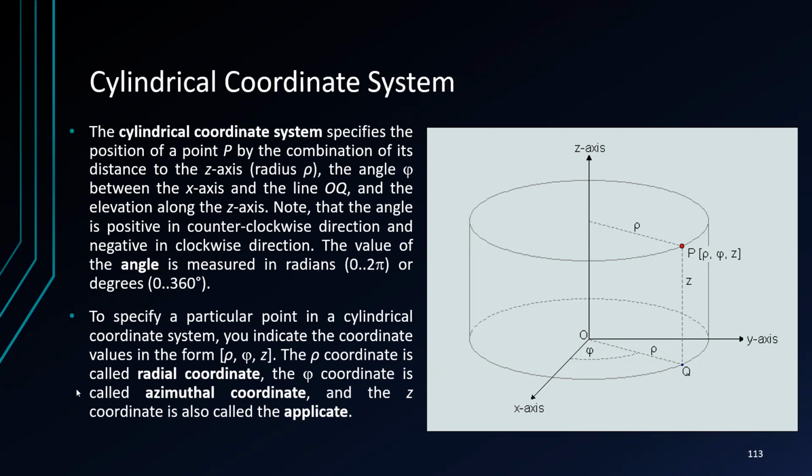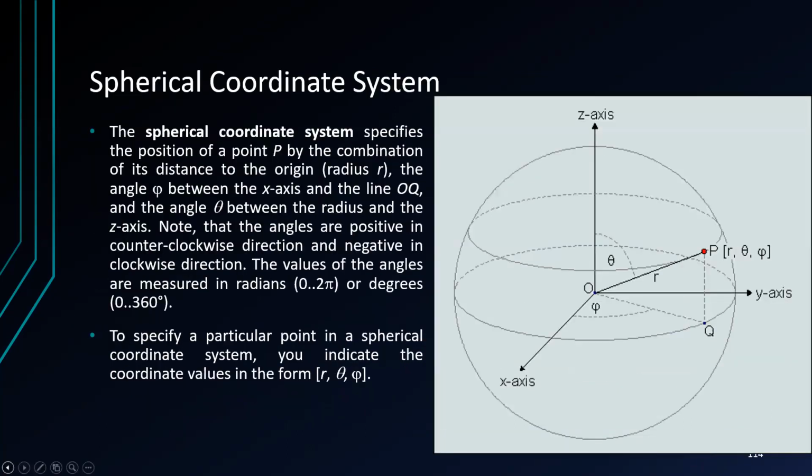Okay. Hindi ka nakakaabot sa ano, di ba? Mga ganito. So, spherical coordinate system. The spherical coordinate system specifies the position of a point P by the combination of its distance to the origin, radius R, the angle P between the x-axis and the line OQ, and the angle theta between the radius and the z-axis. Note, the angles are positive in counterclockwise direction and negative in clockwise direction. The values of the angles are measured in radians, 0 to 2 pi, or degrees, 0 to 360.